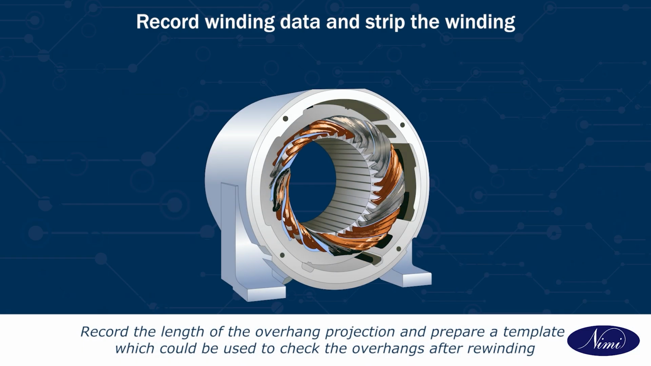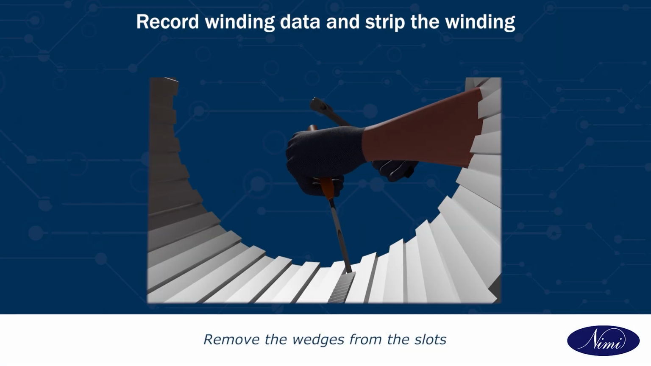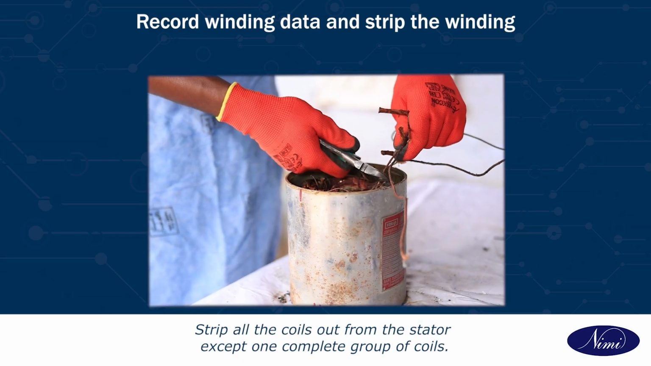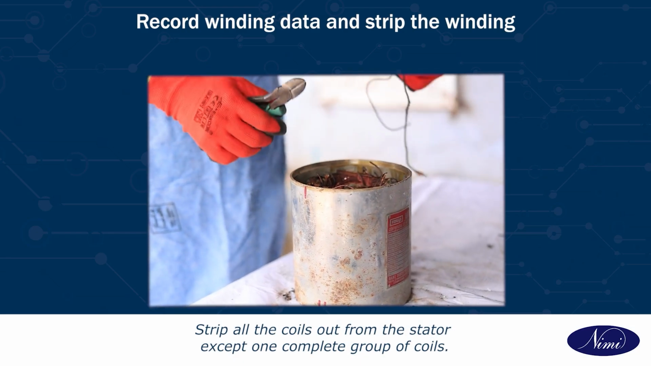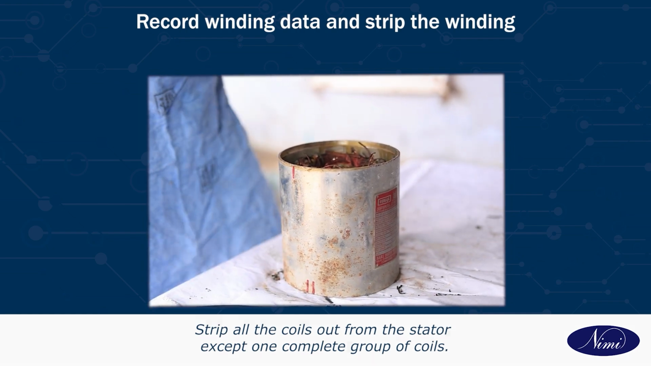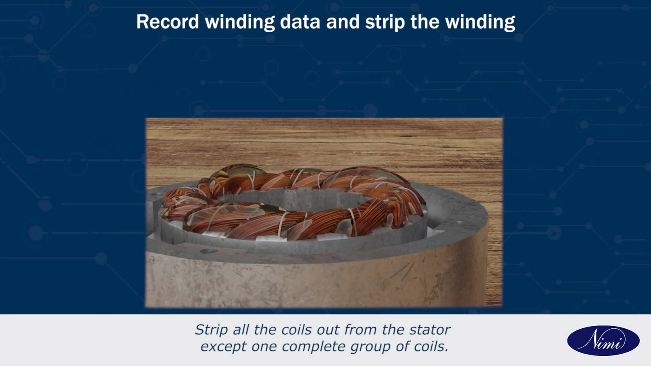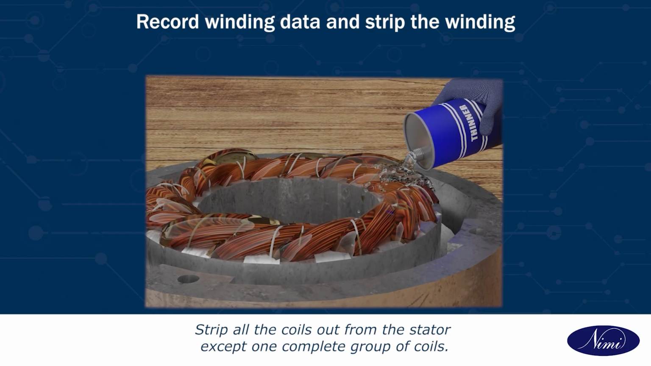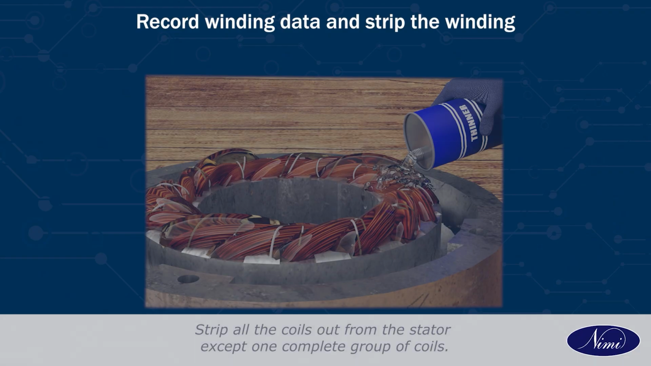Record the length of the overhang projection and prepare a template which could be used to check the overhangs after rewinding. Remove the wedges from the slots. Strip all the coils out from the stator except one complete group of coils. Use a thinner in the winding and remove carefully one complete group of coils without damage.